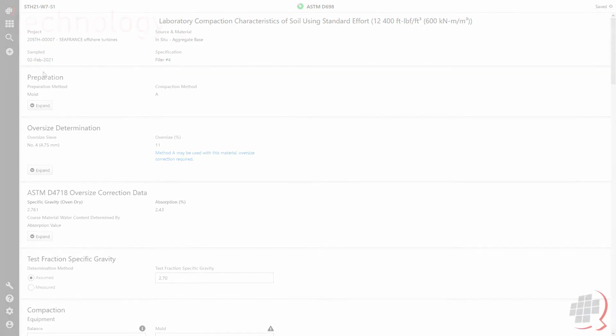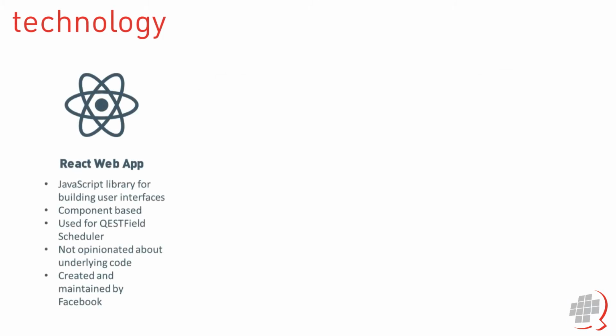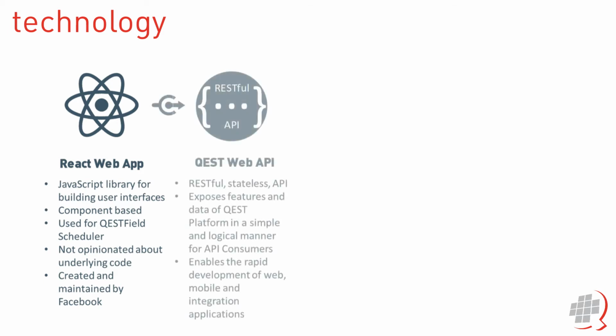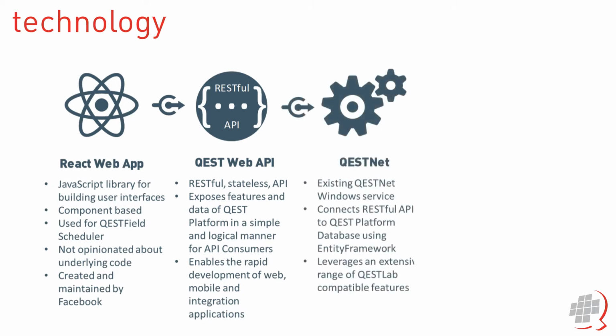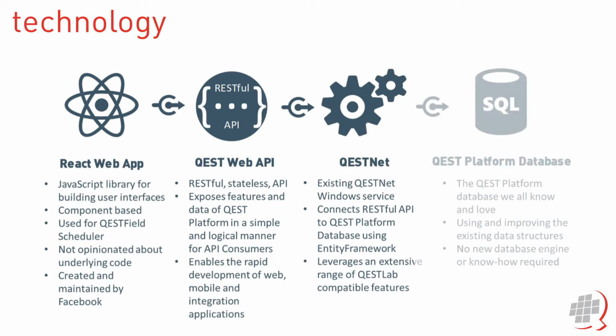A quick overview of the technology layers that we are using for this development. The front end is written in React, which is a library built especially for that task and maintained currently by Facebook. The front end talks to a RESTful web API that exposes features and data of the QEST platform in a logical manner for API consumers. The web API in turn communicates with our QuestNet service, which already has an extensive range of QuestLab compatible features. And finally, we have the QEST Platform database that we are already using as the data store.